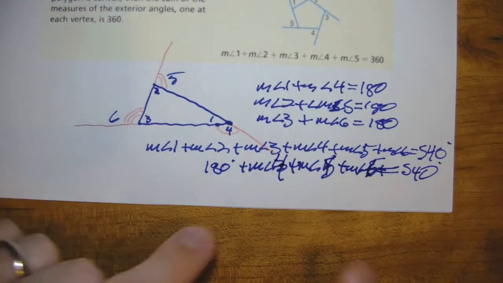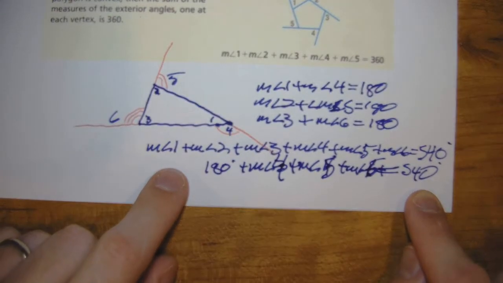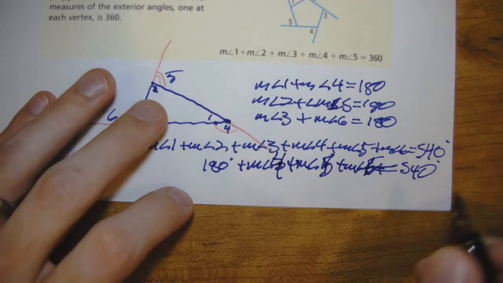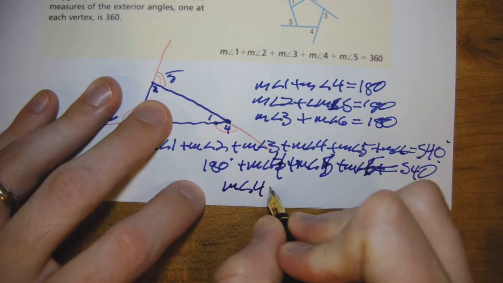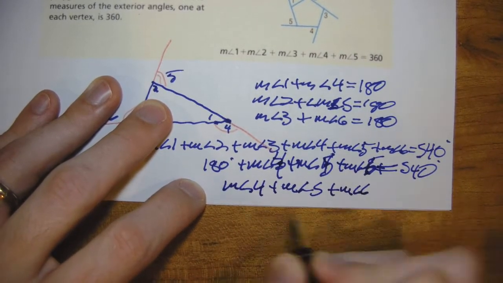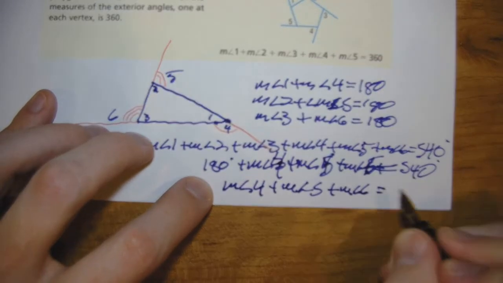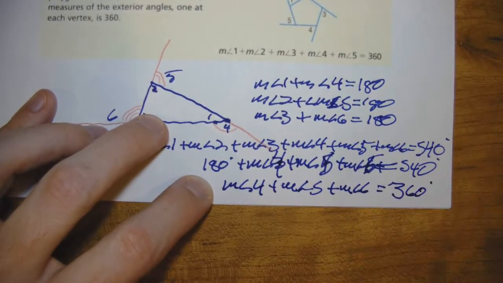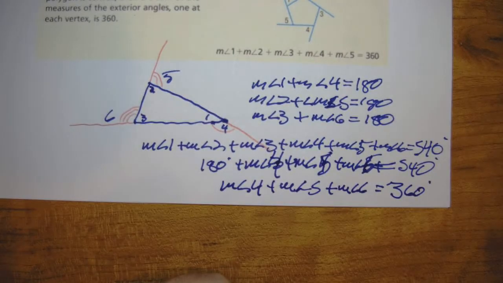So now that we've got that, we can take the 180 away. If I take 180 away from 540, we get the measure of angle 4 plus the measure of angle 5 plus the measure of angle 6. Notice those are all of our exterior angles, and we get 360 degrees.